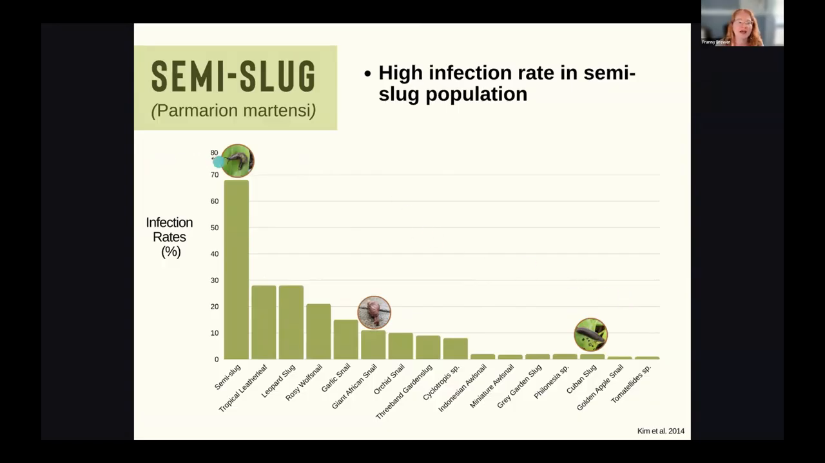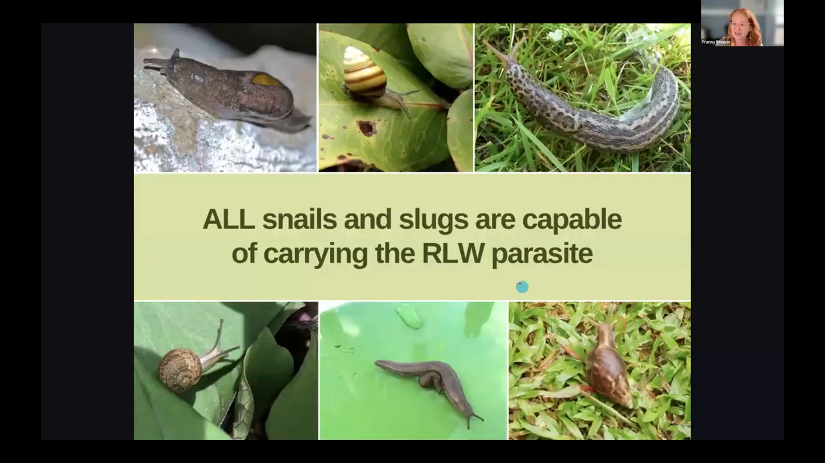And what they found was that these semi-slugs were over 70% infected. When you just zero in on the Puna and greater Hilo area, it's over 90% infected. So most of the slugs that they collected, if it was a semi-slug, it was almost guaranteed to be infected. And then when you get to the other species, it's about a third of them and then even smaller. Any slug or snail can carry it, but its highest prevalence is in the semi-slug.